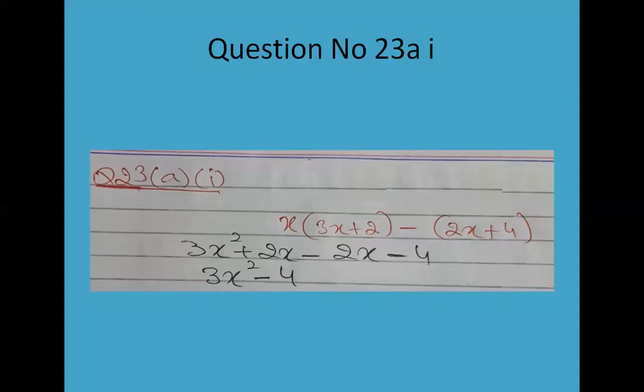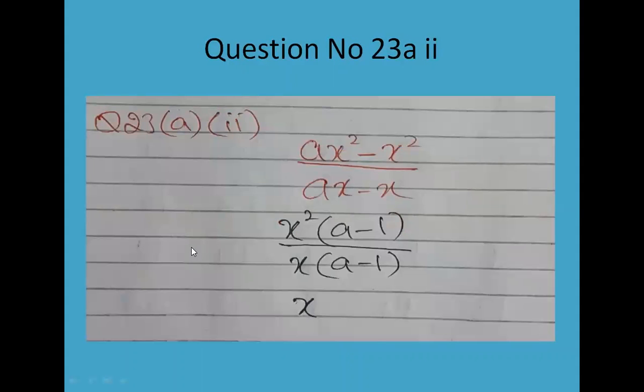Okay, so you will have 3 into x plus 2 minus 2 bracket 2x plus 4. So you will have 3x square plus 2x minus 2x minus 4. And you will have 3x square, and plus 2x minus 2x will be cancelled. You will have 3x square minus 4.